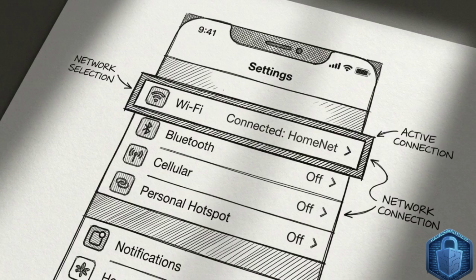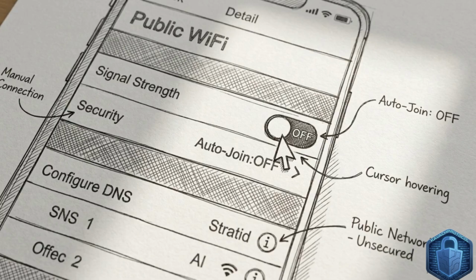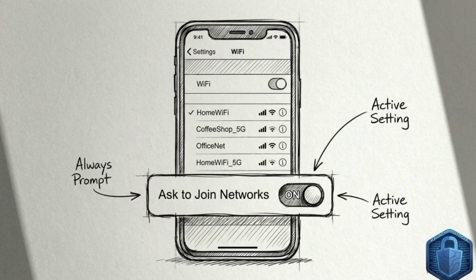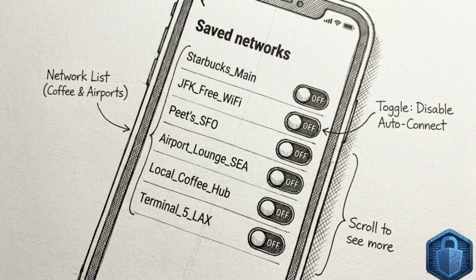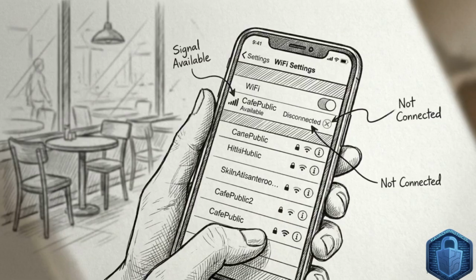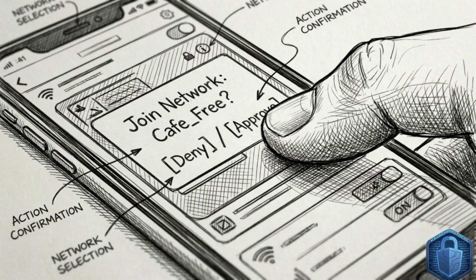On this iOS Wi-Fi settings screen, you can see how we stop this. Open your settings, go to Wi-Fi, and tap the i next to any saved public network. Toggle Auto Join off. Then go back one screen and toggle Ask to Join Networks to on. For Android, this screen shows the path. Open Settings, select Wi-Fi, then hit Saved Networks. Review the public networks on your list and manually disable the Auto Connect function for each one. Making this single adjustment revokes your device's blind trust in its environment. Your phone will never again join an unknown public network without your explicit approval in that exact moment.